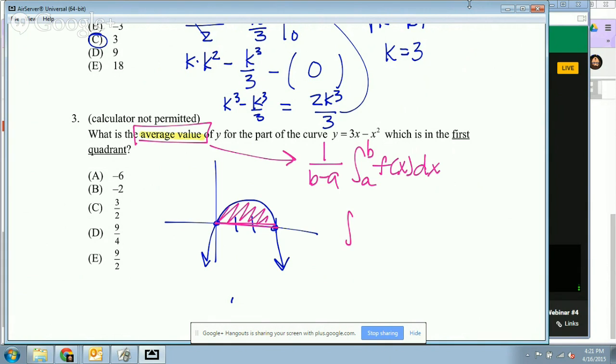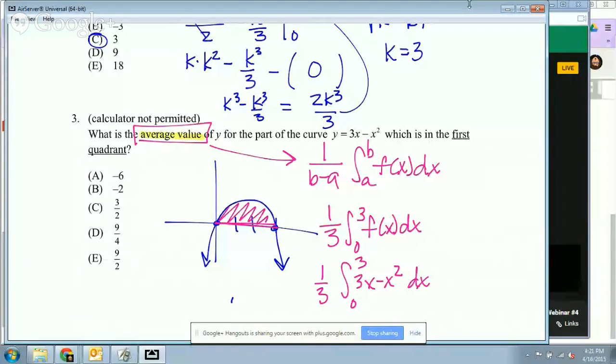So I have the integral from 0 to 3 of f of x dx, right? And then it's 1 over 3. Well, the function is 3x minus x squared dx. And then when I go ahead and take the antiderivative, I'm going to give you a little bit to work it out for yourself while I make sure some of the tech stuff is going okay. But really, I want you to try to work this out, the antiderivative for you. And if you need some tips and tricks for simplifying, I'll go over that in a couple of minutes.